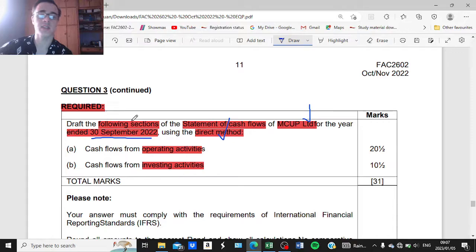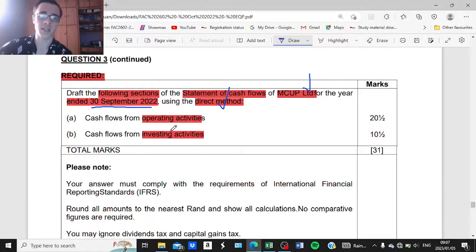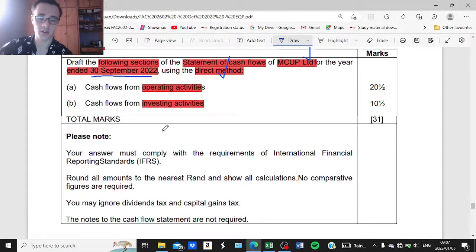So if the year has ended on the 30th of September 2022, the year should have started on the 1st of October 2021. So the beginning of the current financial year is 1 October 2021, and it ends on the 30th of September 2022. So in the examination on the 23rd of January, please make sure that you only draft the sections that are stated in the required section.